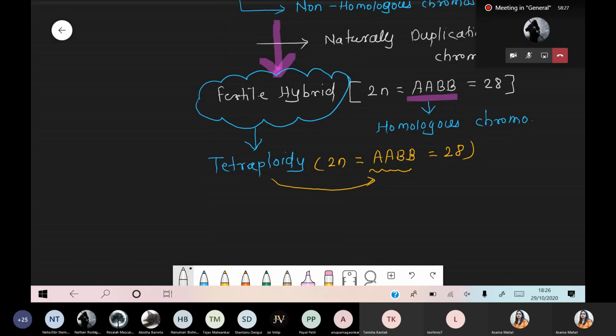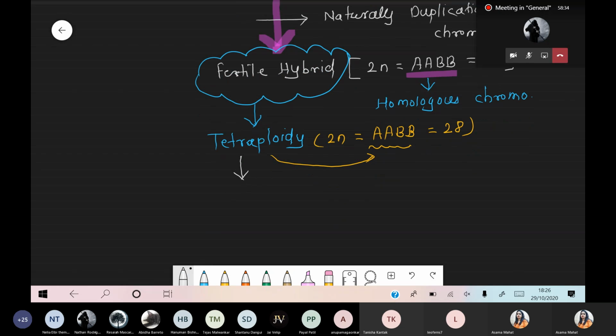So I'm giving the name. You don't need to remember so many names. Just remember the thing. Okay, we won't write the name, let's directly talk about mutation. So this tetraploidy, whatever it produces, again a second time it undergoes the natural mutation. Again it undergoes the process of the natural mutation.